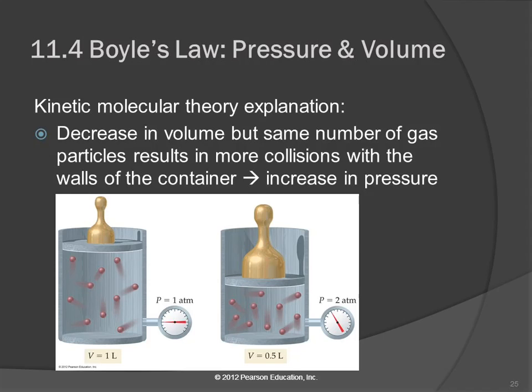We can explain this with kinetic molecular theory. Here we have a container with 10 gas particles in it. Here's the pressure gauge telling us the pressure is 1 atmosphere, the volume is 1 liter. If we increase the weight on here and press this cylinder down and cut the volume in half, we see that the pressure doubles. What are the particles doing? Well, these particles are still the same number of particles. They're moving at the same speed, but now they're in a smaller container. They're going to run into the sides more often, and so the pressure is going to go up.